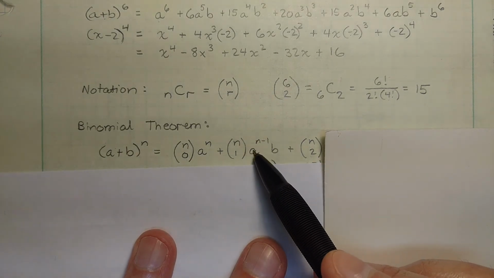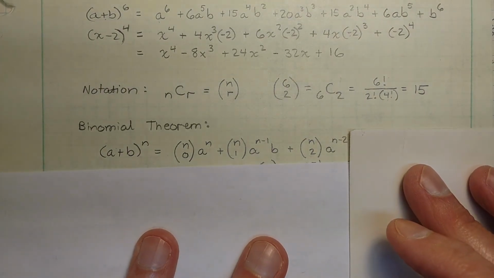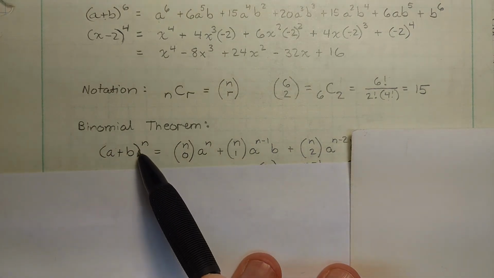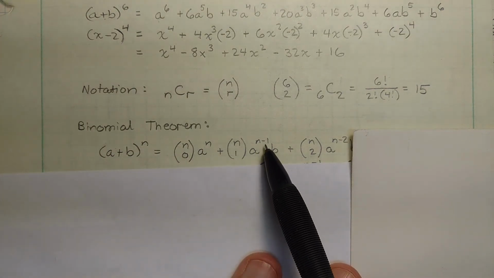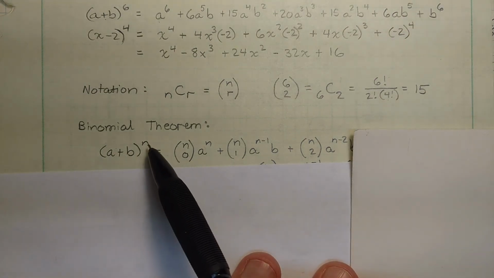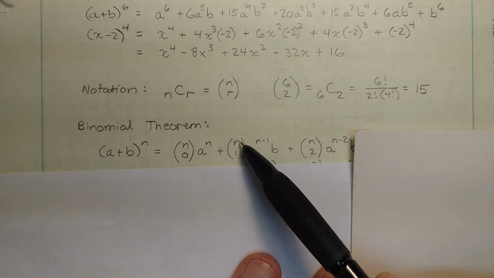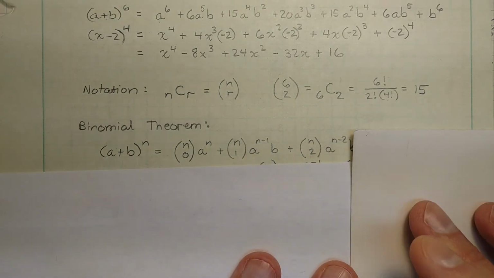And then I'm going to go plus, and this is going to go nC2. And now this has to go down by 1 again, so it's going to be n minus 2. So for instance, if n was 10, this would be a to the 10th, a to the 9th, a to the 8th. That's the way that works. And if this was 10, this would be 10C0, 10C1, 10C2, like that.